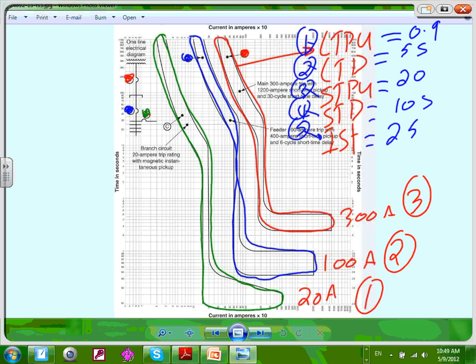I want to show you in a second. Every circuit breaker comes with these settings. They're all called long time pickup. These are electronic circuit breakers. Long time pickup, long time delay, short time pickup, short time delay, instantaneous.